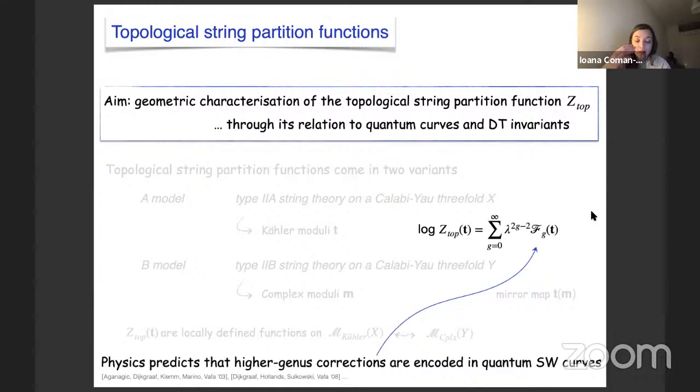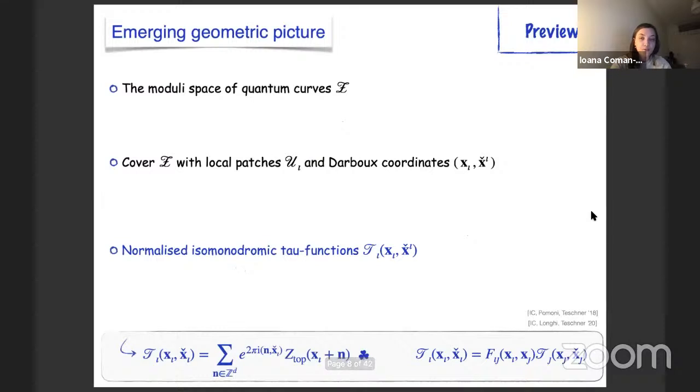And if time permits, at the end of the talk, I will return to this point to say more on this from the physics perspective. But for now, I would like, however, to first give a preview of the emerging big picture, where I sketch the geometric description that we have found for the topological string partition functions. And then I will explain using examples how this comes about.